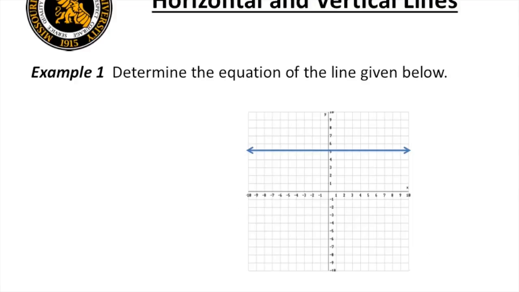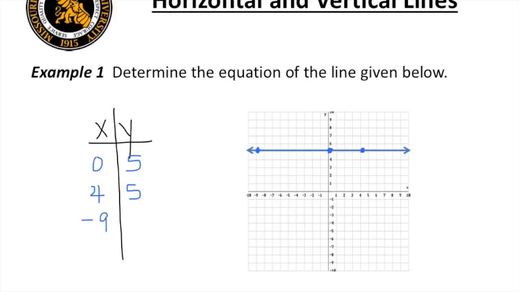Consider this horizontal line in example 1. If we were to make a t-table that provided us with ordered pairs that appear on that horizontal line, let's see what they would have in common. For example, there's a point located at (0, 5) on that horizontal line. There's also a point located at (4, 5), and there's a point at (-9, 5).